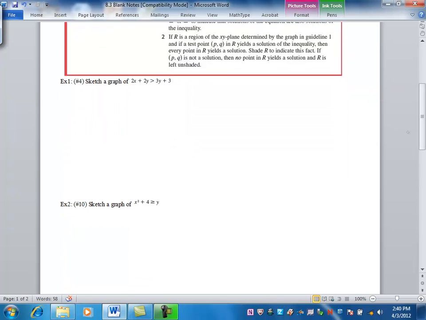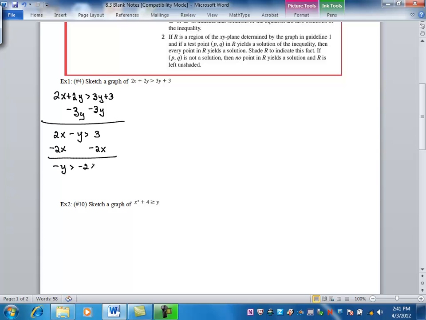So let's take a look at this first example here. 2x plus 2y is greater than 3y plus 3. Now, if we subtract 3y from both sides, 2x minus y is greater than 3. And then I'm going to subtract 2x from both sides. So what we get is negative y is greater than negative 2x plus 3. Now what you might remember is that if we have to multiply or divide an inequality by a negative number, we must flip the inequality. So y is less than 2x minus 3.